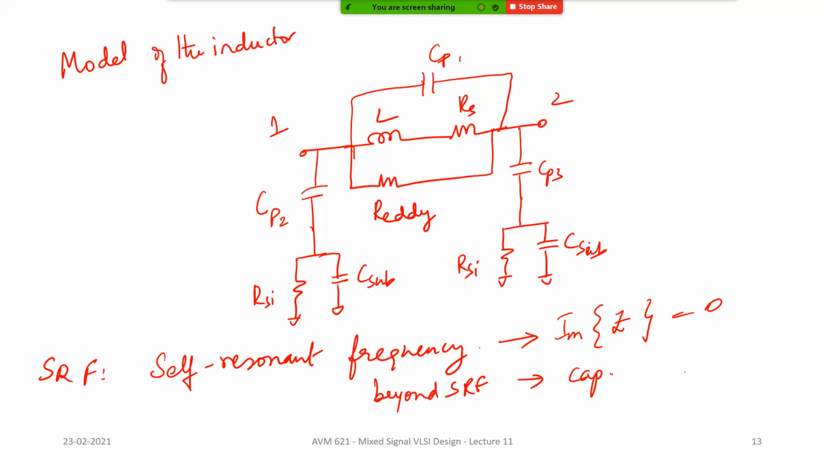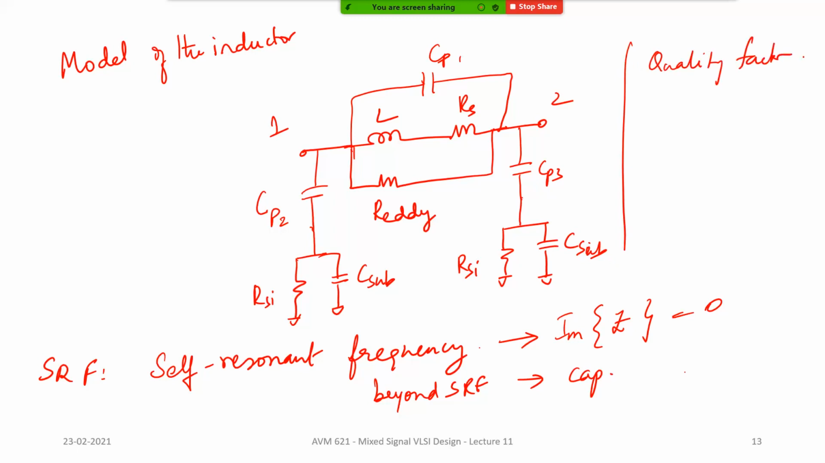Usually, you try to keep the SRF as far away as possible from your region of operation. So if you are operating at 1 gigahertz, you want your SRF to be at least greater than 7 or 8 gigahertz, or beyond 10 gigahertz, so that it doesn't affect. And you also define the quality factor.